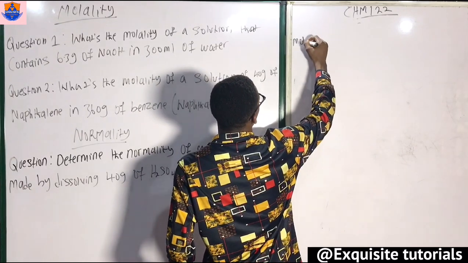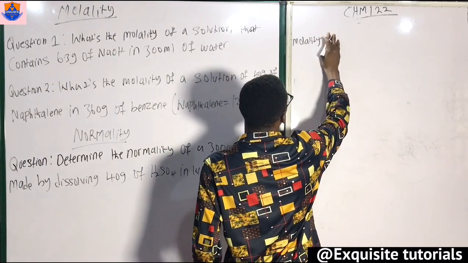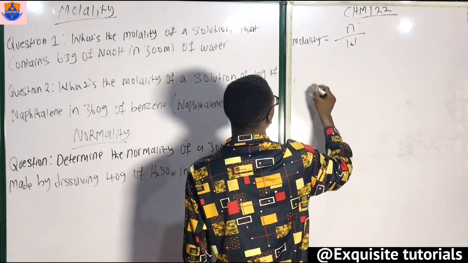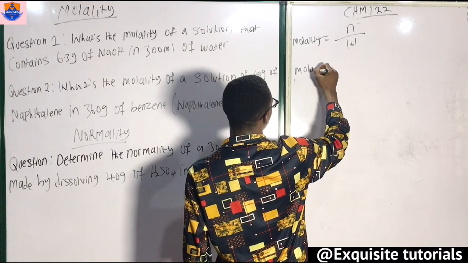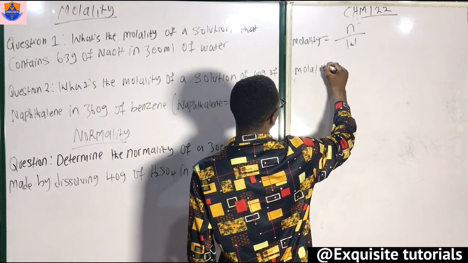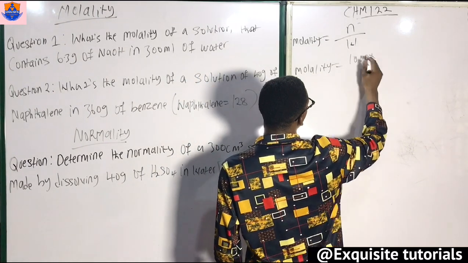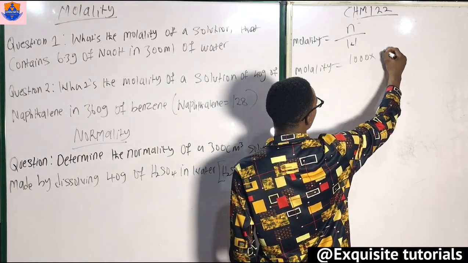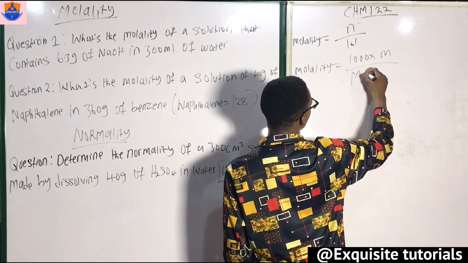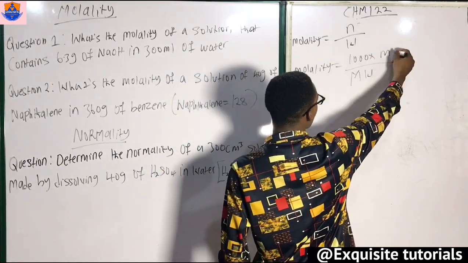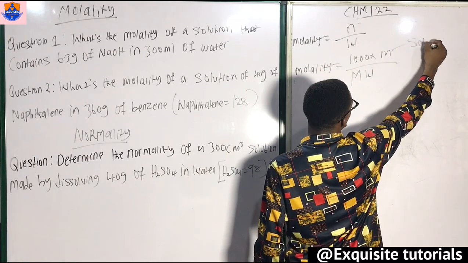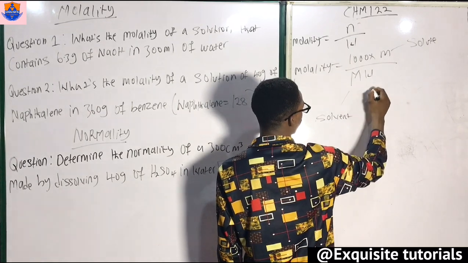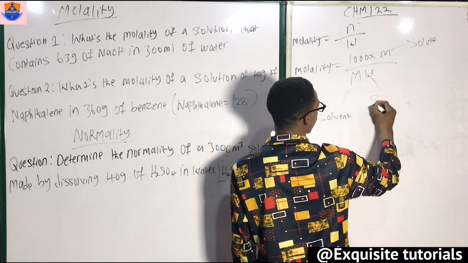Molality is equal to the number of moles over the mass of the solvent. So we have molality equal to 1000 if it is in cm cubed, times mass over Mw. Now this m is the mass of solute dissolved, this is the mass of solvent used, and then this is the molar mass of the solute.